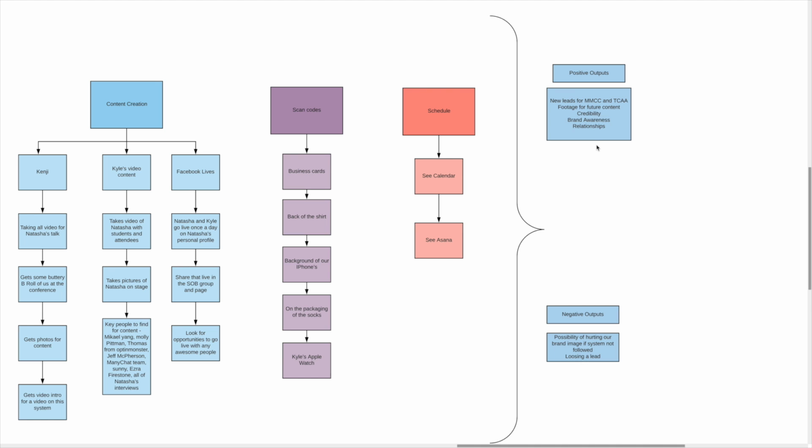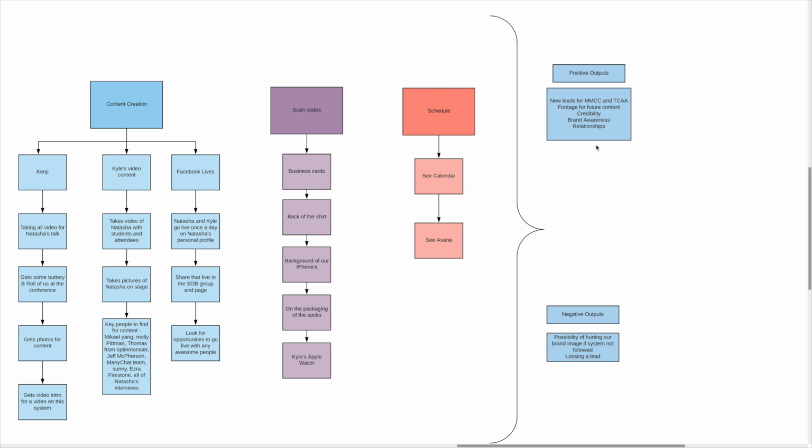Another big one for me is going to be brand awareness. This is the socks, this is the shirt, this is the scan code. Every time I ever met anyone, we're giving them something of brand awareness, giving them a business card, giving them a shirt, giving them a sock, telling them what School of Bots is, what our mission is, and how we help people on a day-to-day basis. That's definitely one of my favorite positive outputs of this system. As well as lastly, just relationships that you're going to be building if you follow these processes correctly.